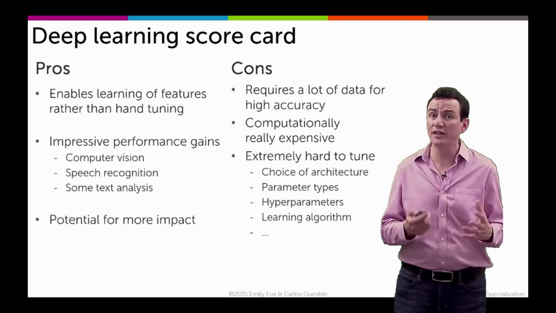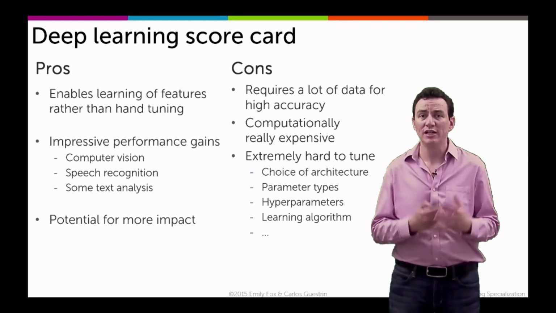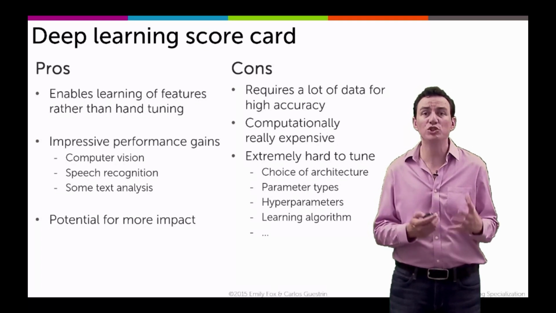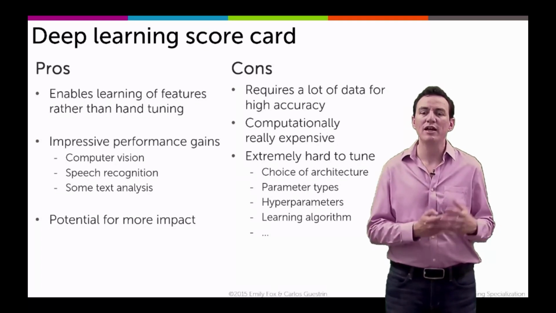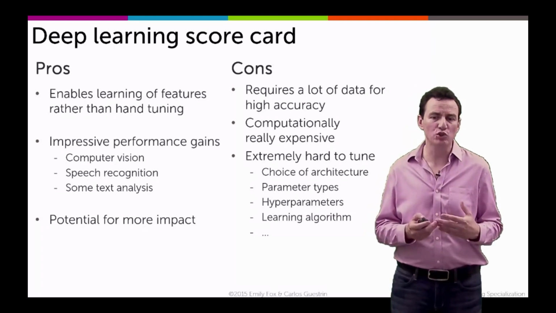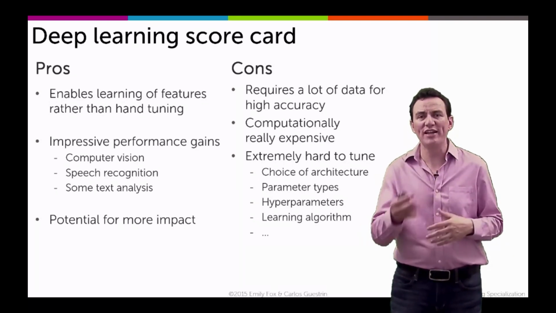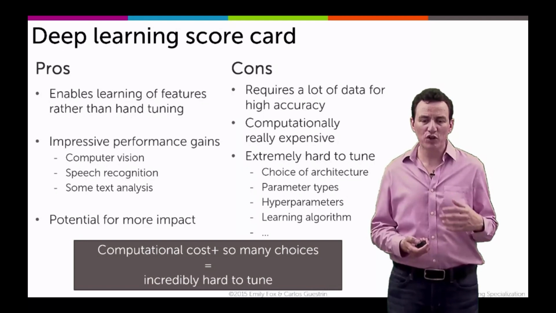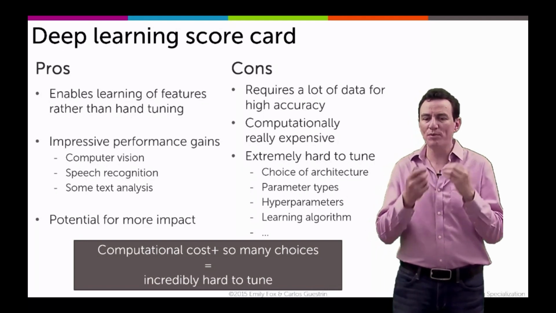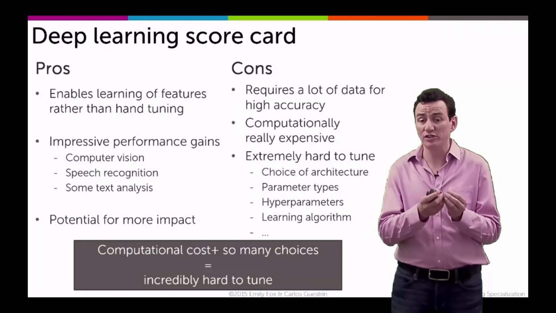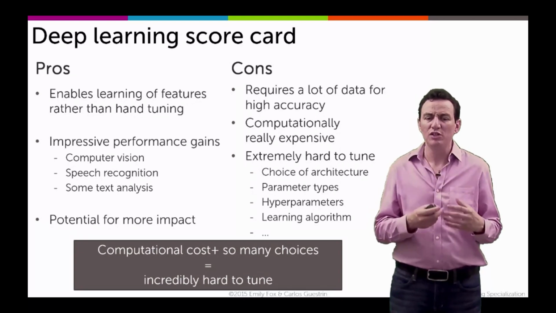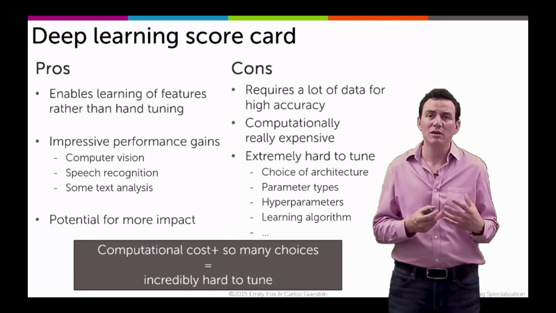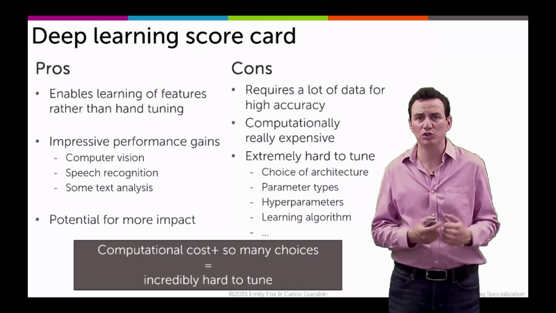They require lots of data to get great performance. They're computationally expensive. Even with GPUs, they can be computationally expensive. And they're extremely hard to tune. So you have a lot of choices in what layers you use, how many layers, what parameters you use, and that can be really hard. So if you combine the computational costs with so many things to tune, you end up with an incredibly hard process for figuring out what neural network to use.